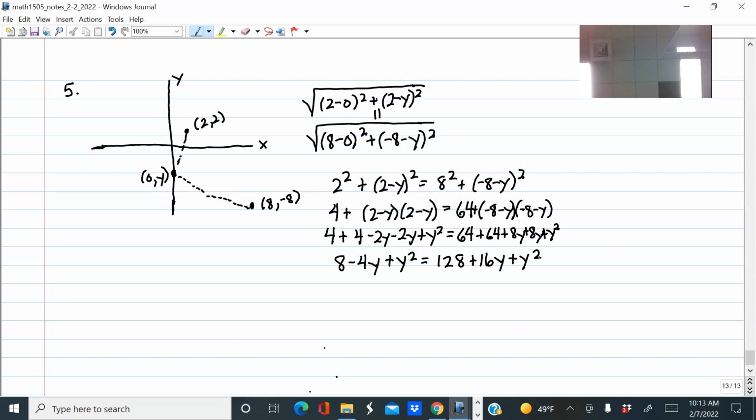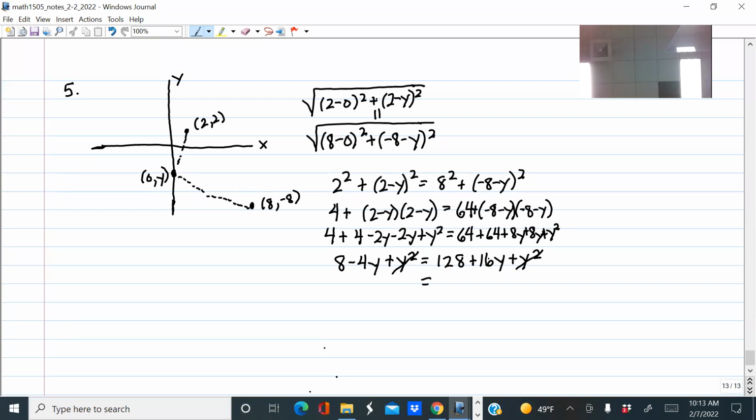And now I see some nice things that will happen here, right? You can immediately see that the y squares on both sides of the equation are going to cancel. So you really don't have a y squared term in this equation. That's good. That makes it much easier to solve, right? So to solve this, we can just isolate the y's on one side of the equation, and the constants on the other side of the equation.